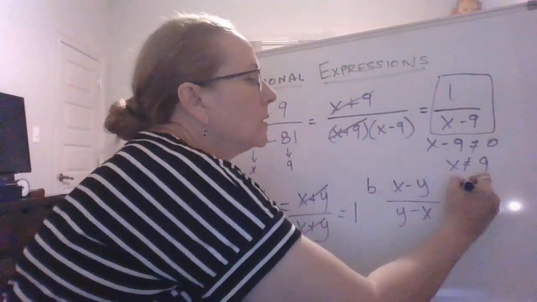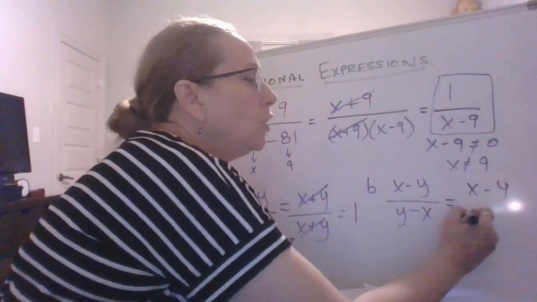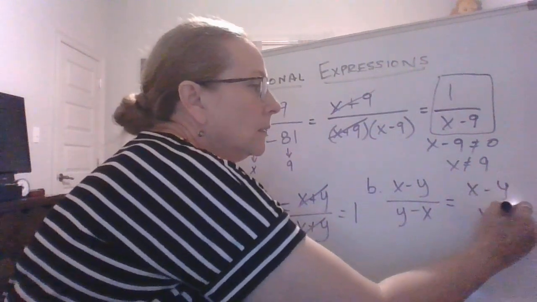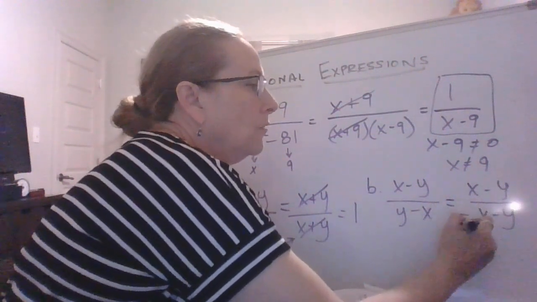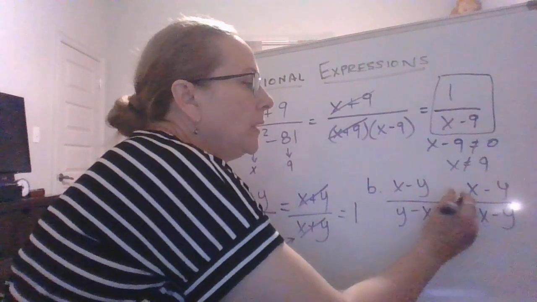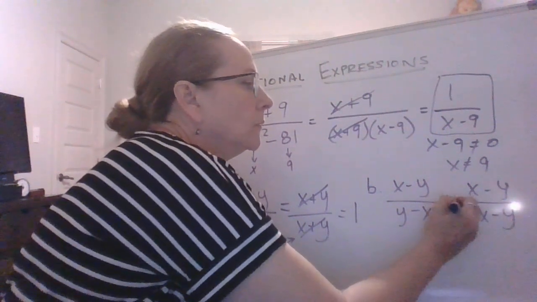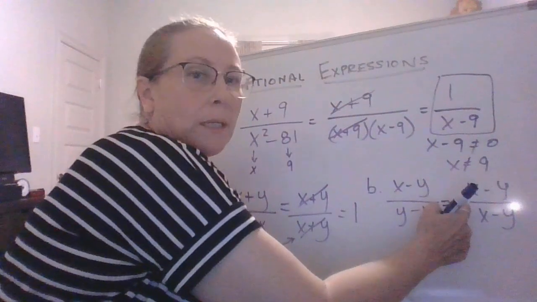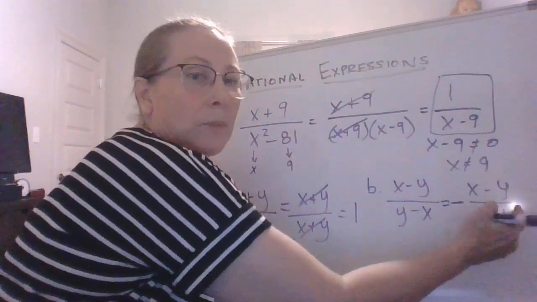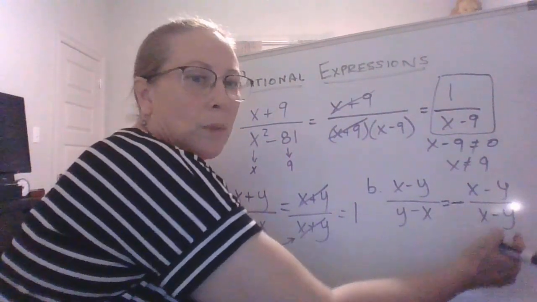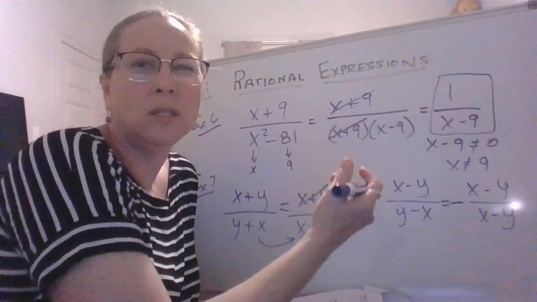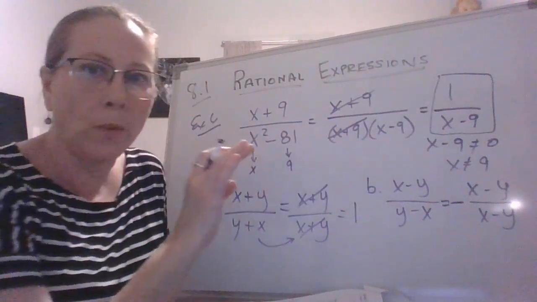Well, the rule is this. You can flip it if you take out a negative. So we're going to put a negative out front. And we're going to put it out front here. If you put it in the denominator, you want to put parentheses around it. It's much easier to just put it in front of the whole problem.